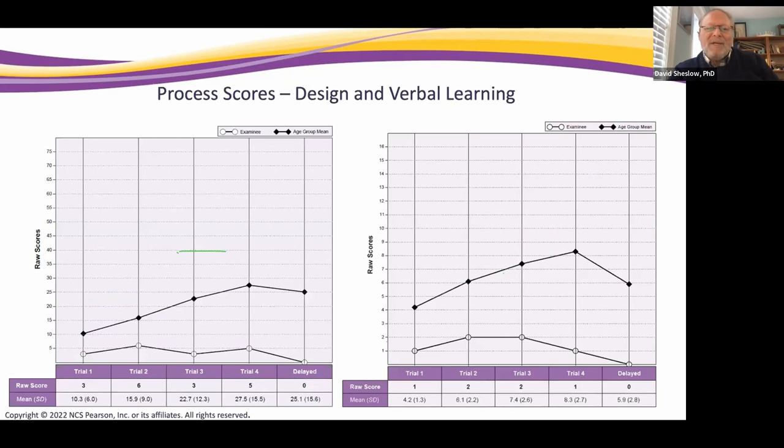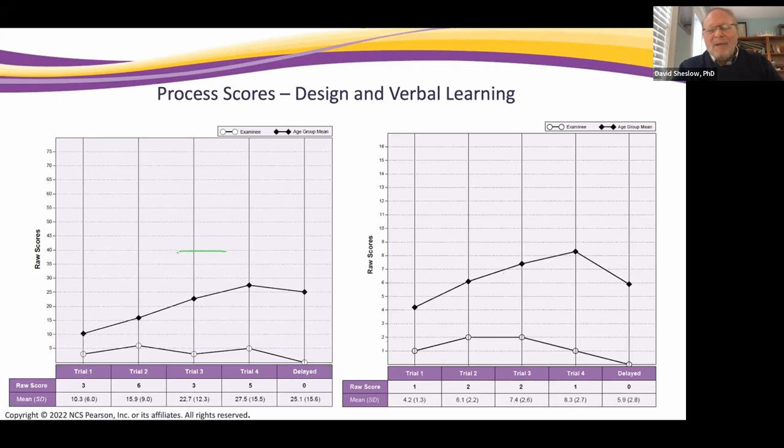I'm going to show you a very different graph. Wayne showed you the process score. So again, the process score is the score that helps flesh out how did your examinee do what he or she did during the subtest. And so we're going to take a look at the typical learning curve for an 86-year-old for design learning. Now, for those of you who are just beginning to use the RAML 3, we went from a design memory, which used four different designs over trials, to a design learning, the same complex design repeated over trials to make it more analogous to the verbal learning subtest.